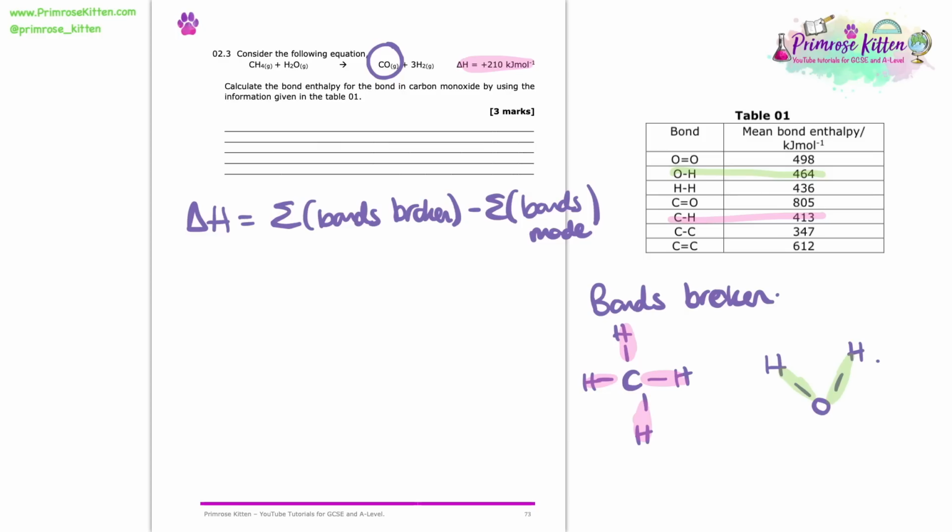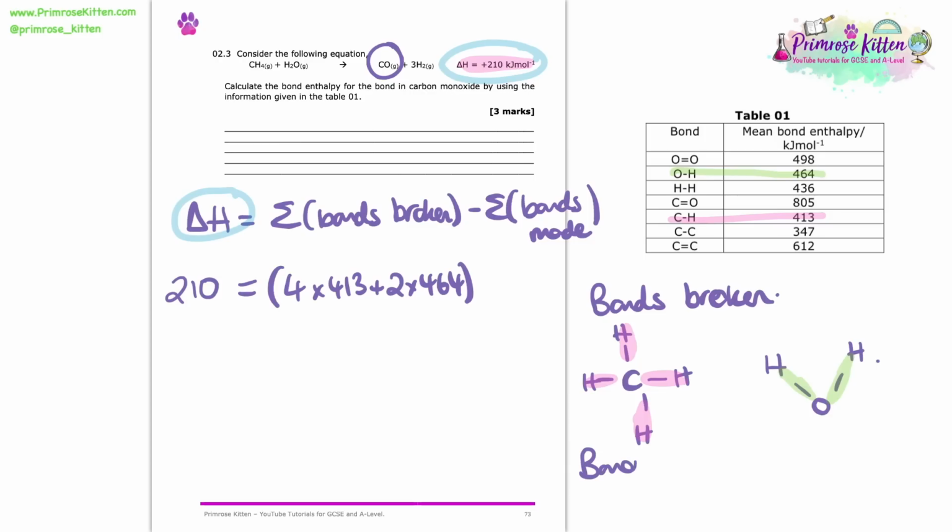So we can go to our equation here, and we can see that the sum of our bonds broken is going to be equal to 4 times 413 plus 2 times 464. Now, we also know the enthalpy change, so we can fill that in our formula as well. We know that that's equal to 210.